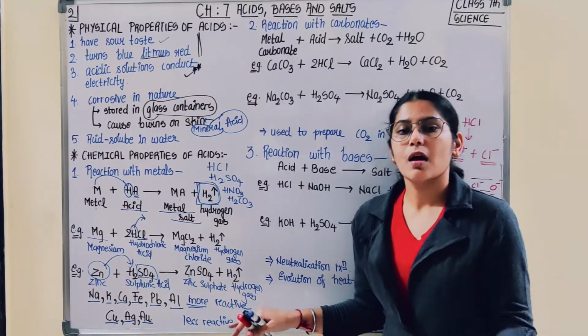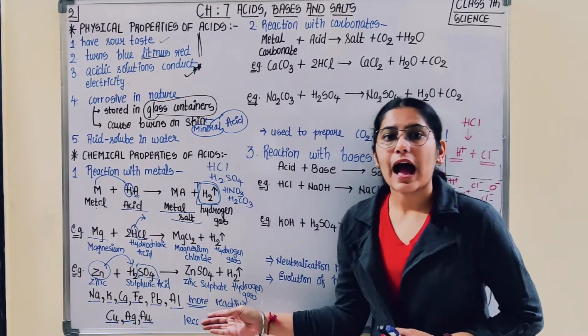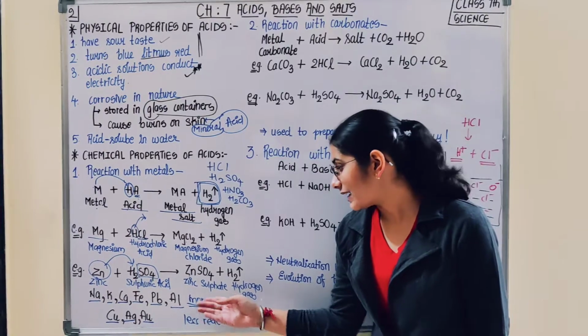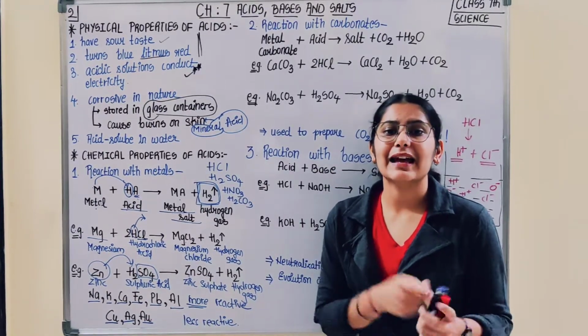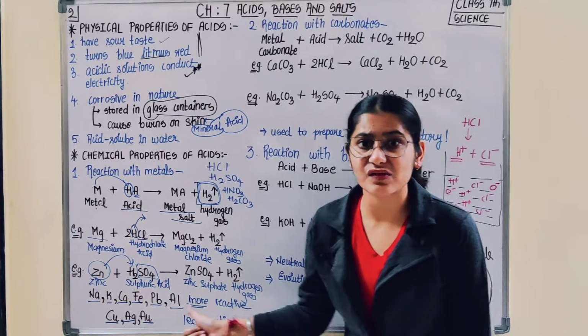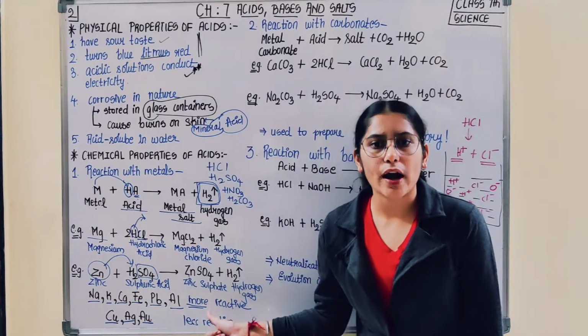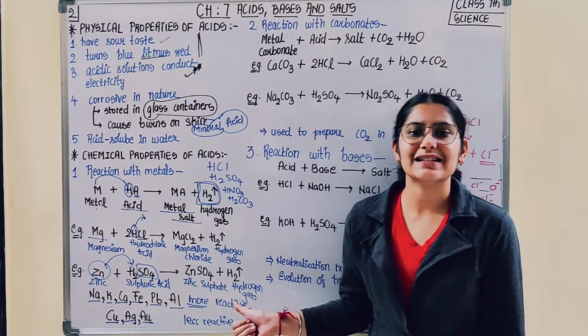So remember, the more reactive metals are sodium, potassium, calcium, iron, lead and aluminium. You have to remember this: sodium, potassium, calcium, iron, aluminium, lead are the reactive metals which react with acid to form metal salt, along with hydrogen gas evolved.